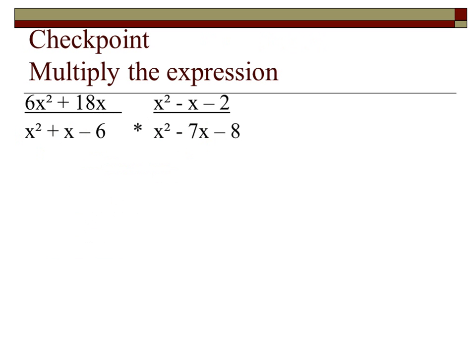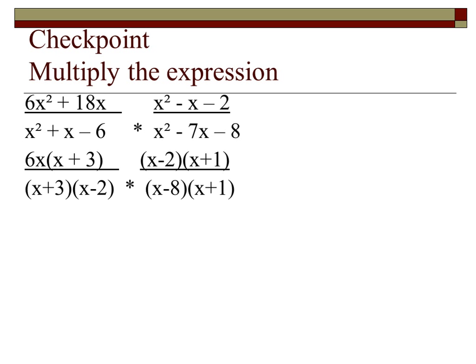Let's look at another example. 6x squared plus 18x divided by x squared plus x minus 6, times the rational expression x squared minus x minus 2 divided by x squared minus 7x minus 8. Again, I recommend that you factor all numerators and denominators if possible. And once you're done, check back, okay? So the factors are 6x times x plus 3, and the other numerator, x squared minus x minus 2, factors to x minus 2 times x plus 1.